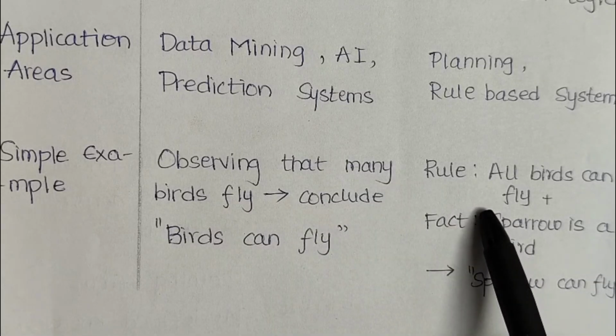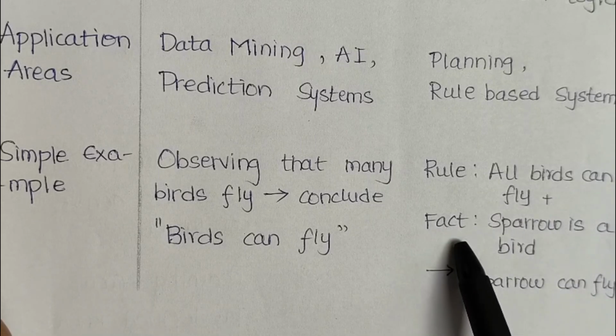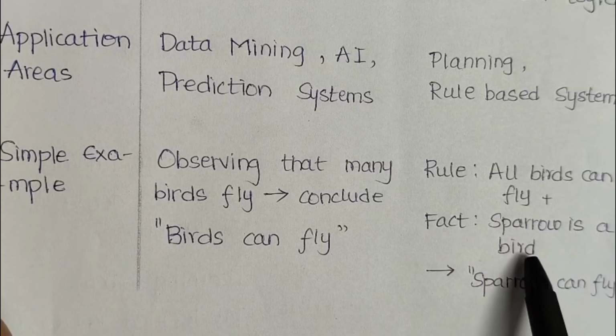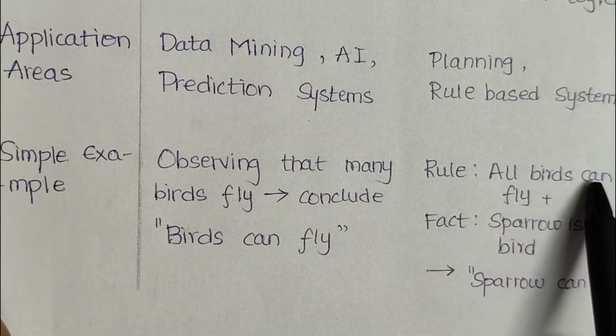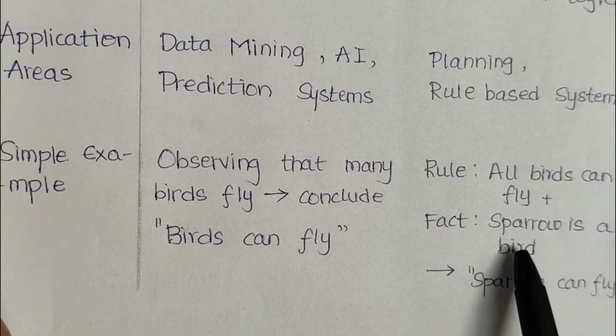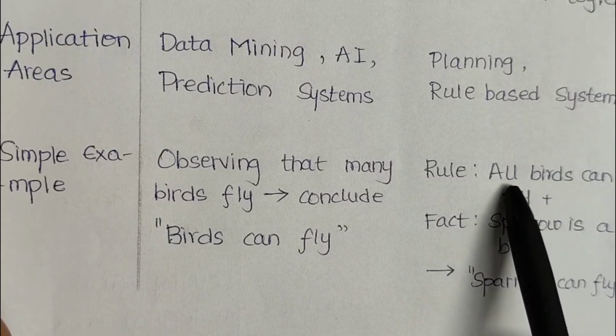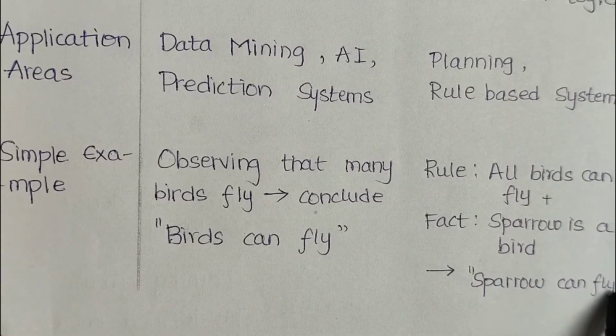For deductive learning, if the rule is all birds can fly and the fact is sparrow is a bird, then sparrow can fly. So sparrow is a bird and all birds can fly, so the conclusion we will get is sparrow can fly.